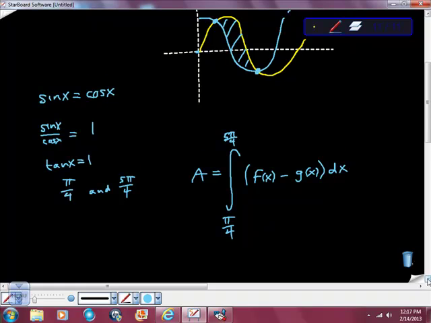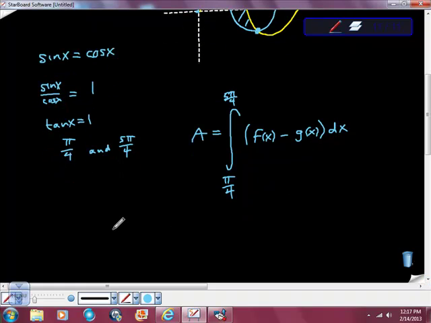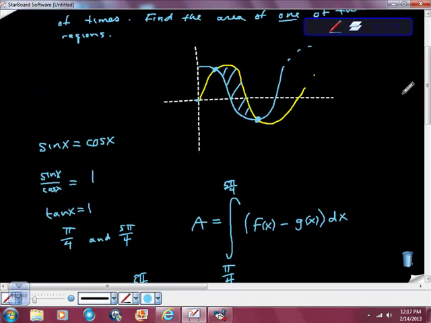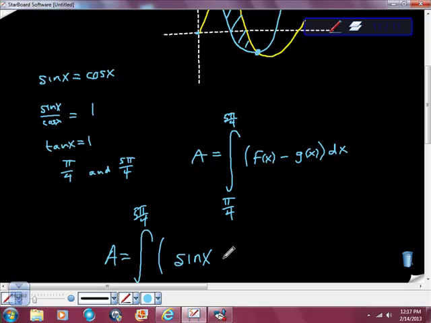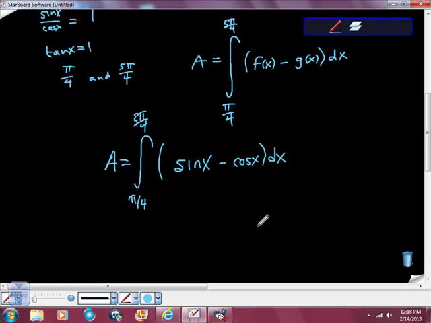And then I'm going to start plugging in what I know about this. So I'm going to say again that the area is equal to the definite integral from pi fourths to 5 pi fourths of f of x. Well, f of x we said was sine of x, right? Because on the interval we're looking at, this yellow curve is sine x, and cosine x is underneath of it, so it's sine x minus cosine x dx formulaically. And then from here, I'm going to start to integrate.